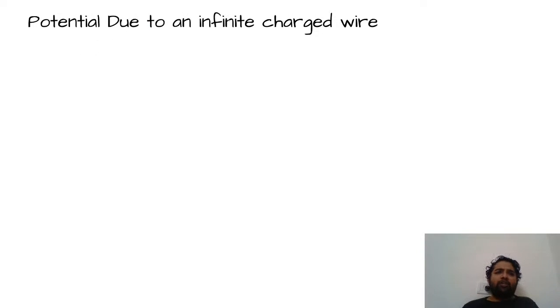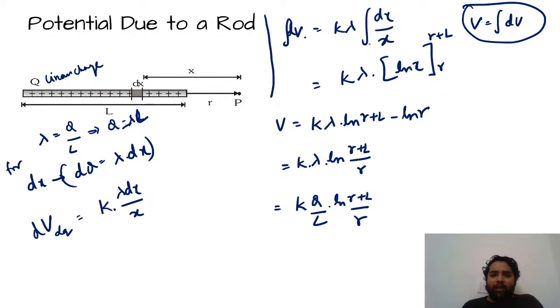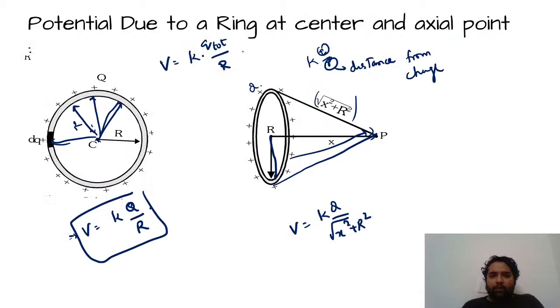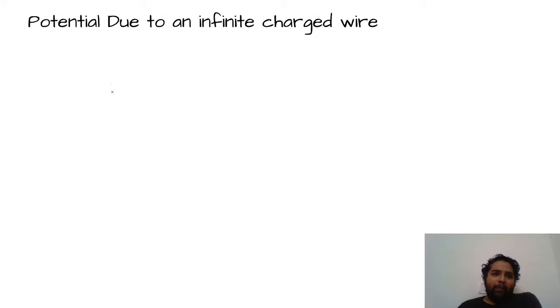And then one more thing, potential due to an infinitely charged wire. What will happen for an infinitely charged wire? Look guys, what is written in it? So for the infinitely charged wire, we will take a particular wire like this, which has a charge density of lambda, at a particular distance r. I am going to take a particular distance r. So this is one more way of doing it.